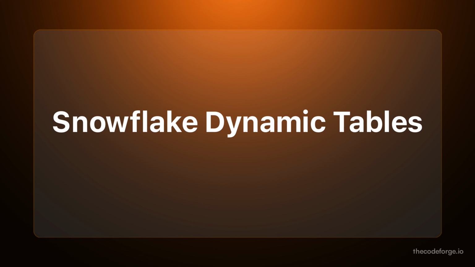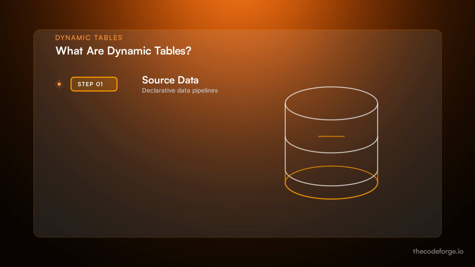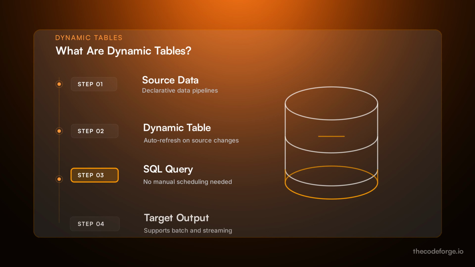In this lesson, we'll explore Snowflake Dynamic Tables, a declarative way to build data pipelines that automatically refresh as source data changes. No more cron jobs or manual scheduling. Dynamic tables give you declarative data pipelines. You define a transformation with a simple SQL query, and Snowflake automatically keeps the result, your target output, up to date with no manual scheduling needed. Whether your source data comes in batches or streams, it just works. Think of it like a smart grocery list that updates itself.